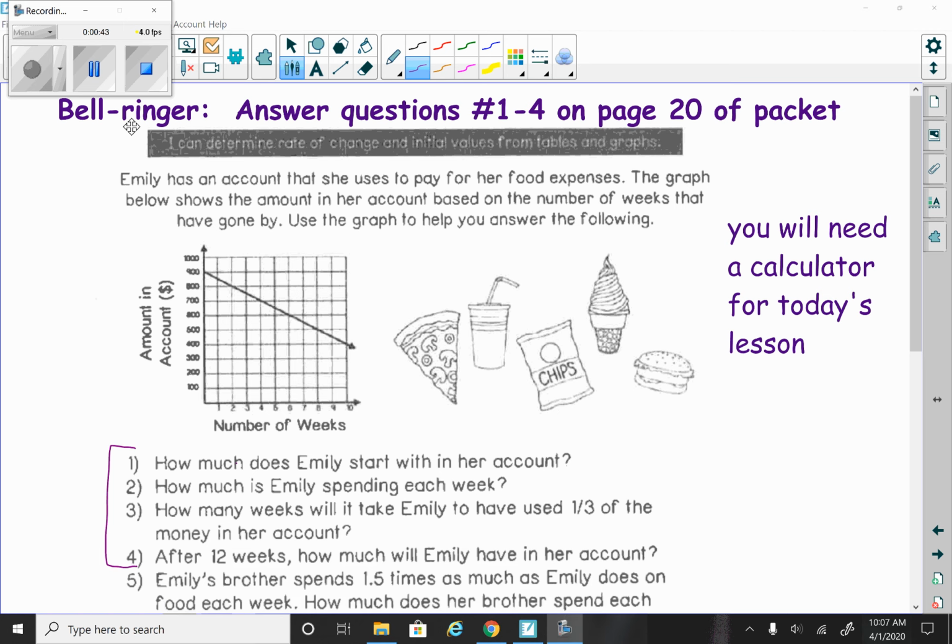You will notice that you do need a calculator for today's lesson. I don't think you need it for the bell ringer, but we will be using it today in class. So make sure you have a calculator or whatever you're using as a calculator handy. So go ahead and pause the video and work on the bell ringer.